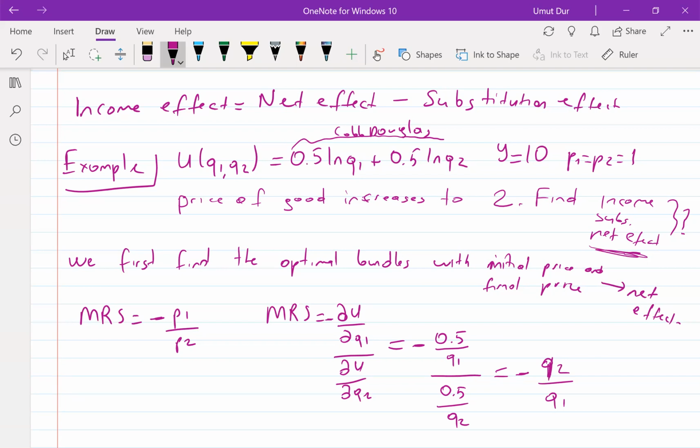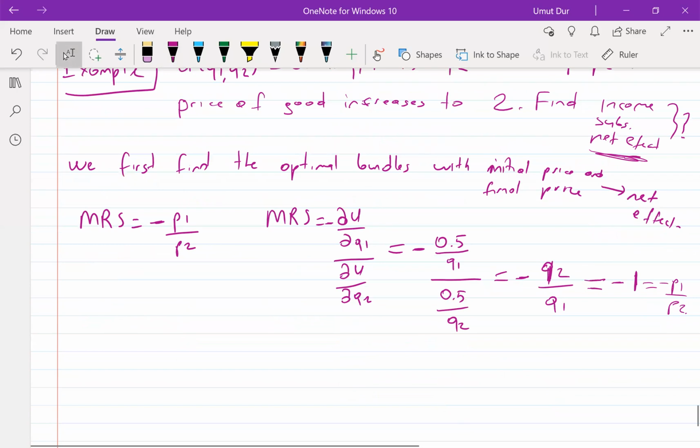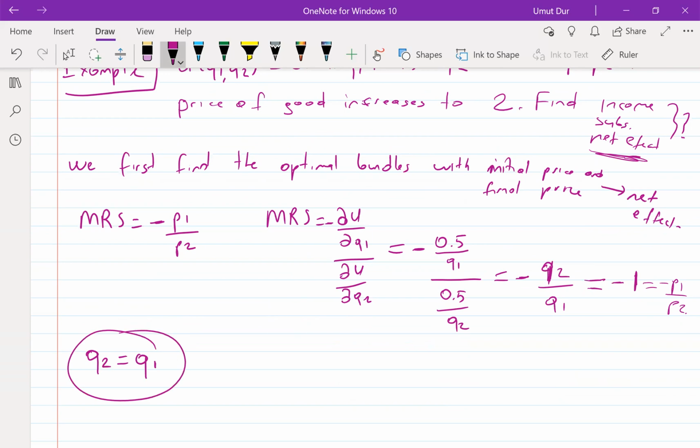Burada ilk önce optimum bundle'ları bulmak istiyorum ben. Bu Cobb-Douglas smooth bir indifference curve olduğundan dolayı burada marginal rate of substitution'u price ratio'suna eşitliyorum. I already know that the ratio of the prices is -1, which is minus P1 over P2. Then at the optimum bundle, I have the following relation: Q2 is always equal to Q1. This is for the initial optimum bundle.